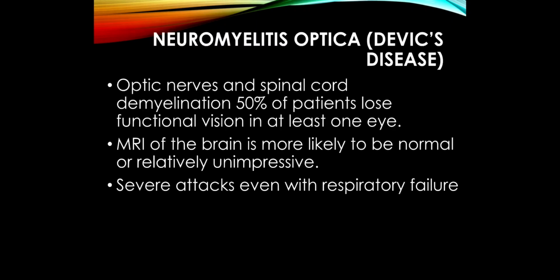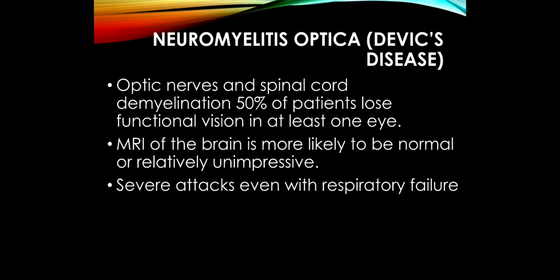Now, neuromyelitis optica, otherwise known as Devic's disease, overlaps quite a bit with multiple sclerosis in terms of symptoms and presentation, but it's an entirely different condition with different pathophysiology. The optic nerves and cervical spinal cord are primarily affected in patients with this condition, and this is often very severe. 50% of patients lose functional vision in at least one eye.